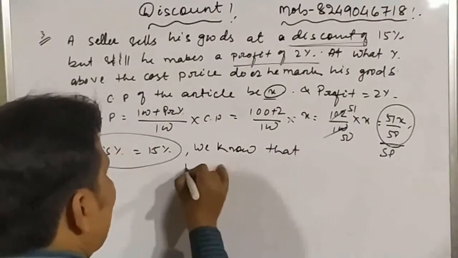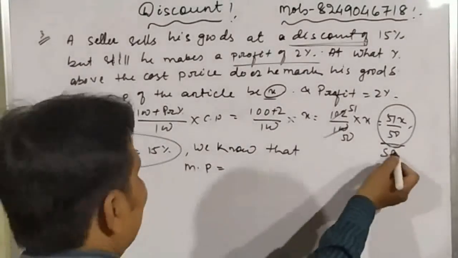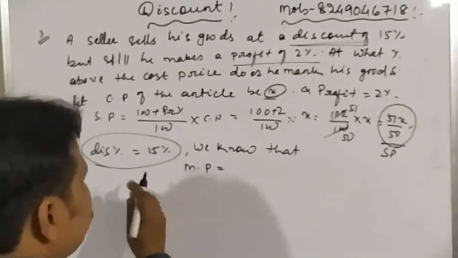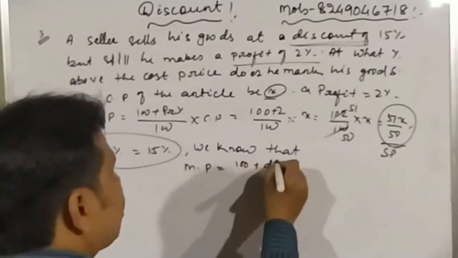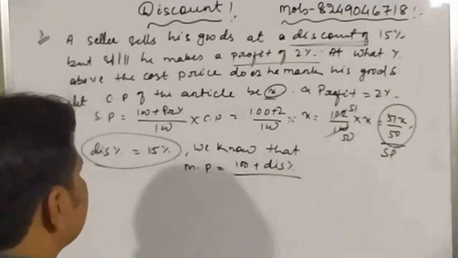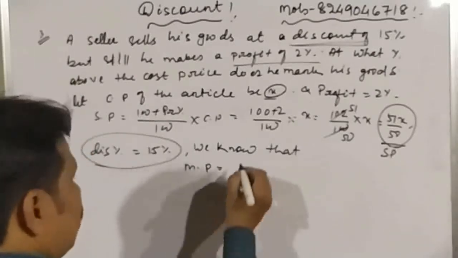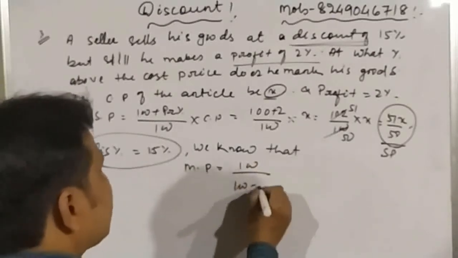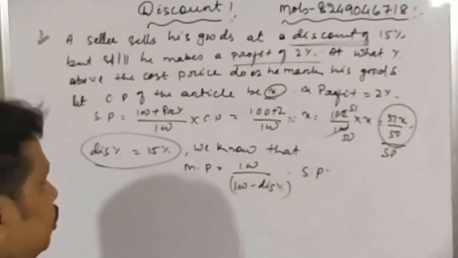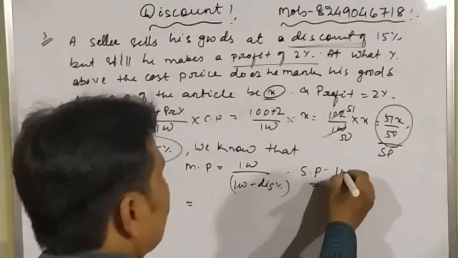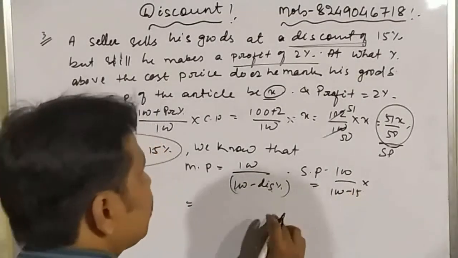So what is the formula for the mark price? Already we have told, from the selling price and the discount we have to find the mark price, which equals (100 plus discount percentage) divided by 100, divided by (100 minus discount percentage) into selling price. Okay student, so here 100 minus discount percentage means 100 minus 15, into selling price.